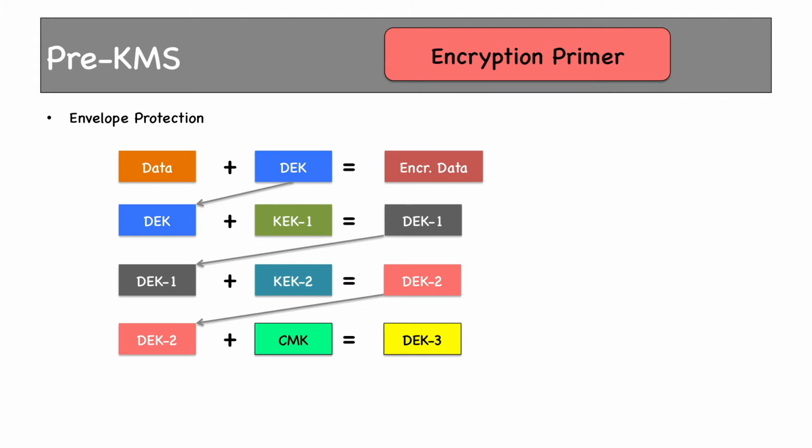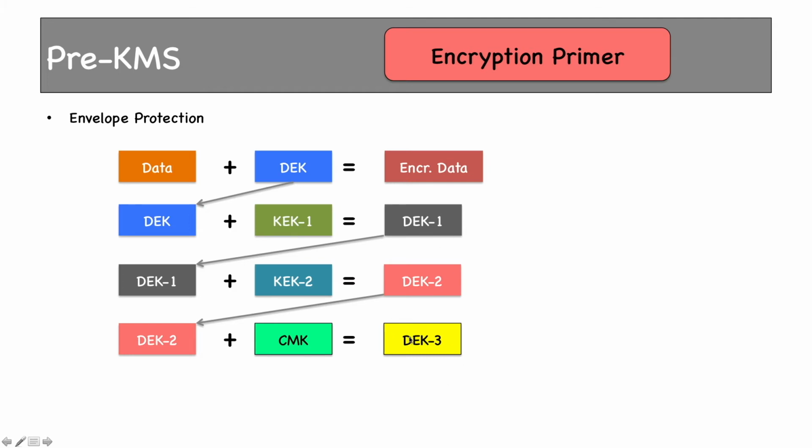What I mean by that, instead of using CMK here, you could have used another KEK to get DEK level 3 and you could have continued the same flow, but finally you have to use a CMK to get the final encrypted DEK. No matter how many levels you use, finally it has to be encrypted with a CMK. To get the decrypted data, we'll have to take the opposite cycle.